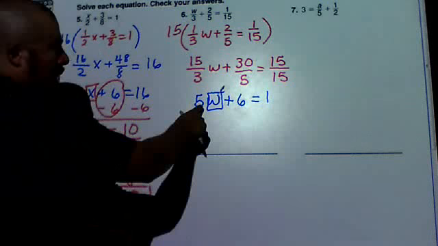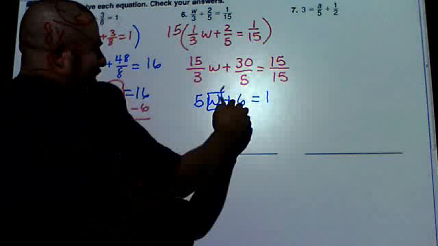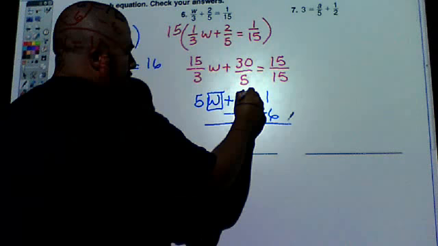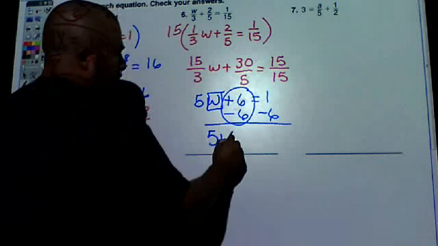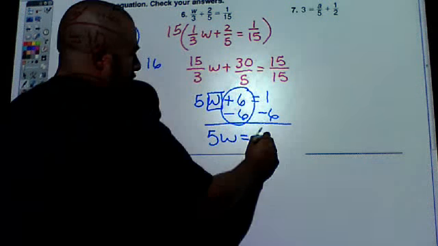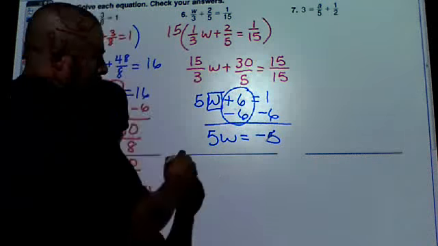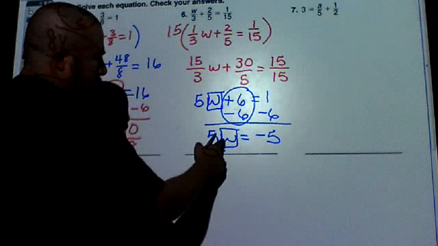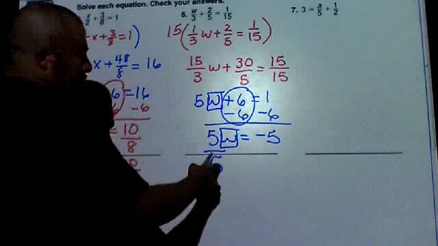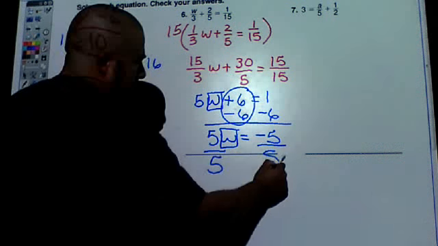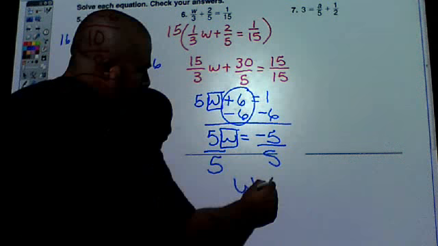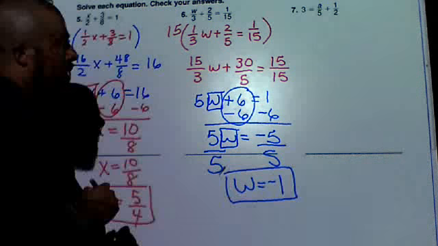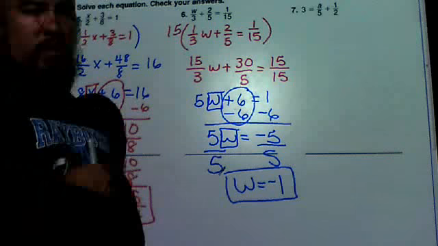I isolate my variable. If I see plus, I use subtraction, and I create a 0 pair. 5w equals -5. Isolate my variable, and I divide. This is multiplication. If I see multiplication, I divide. W equals -1. And I will give you the challenge of doing number 7.